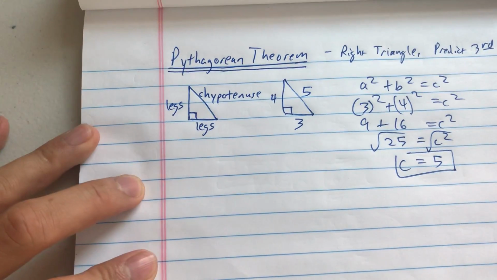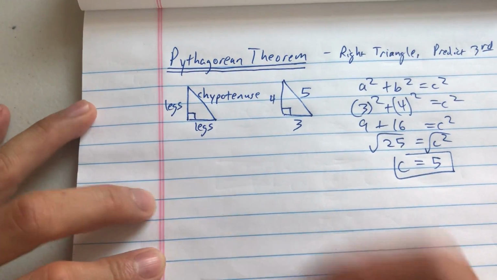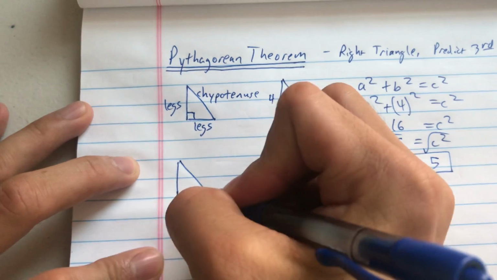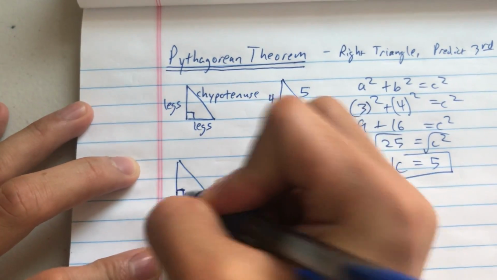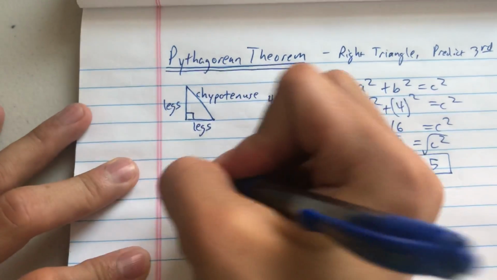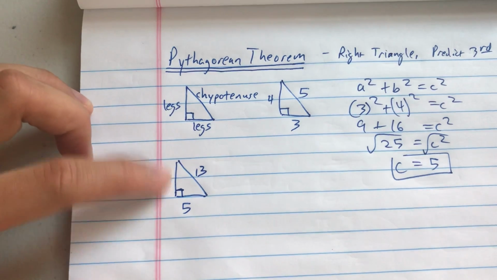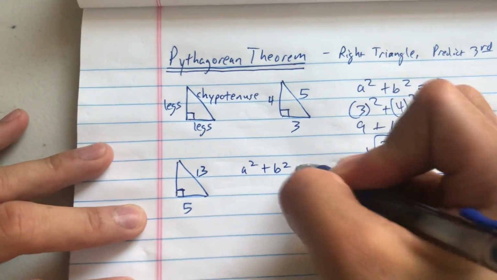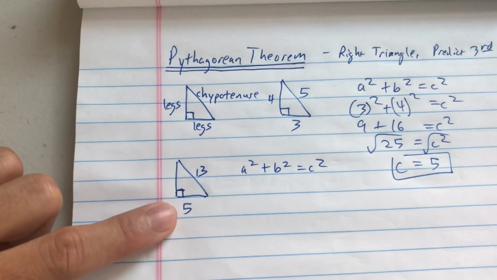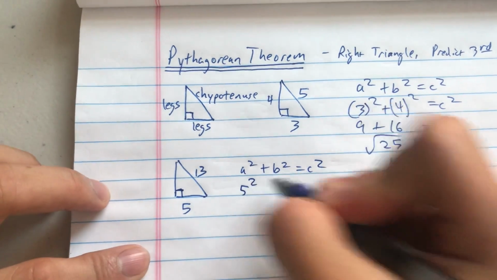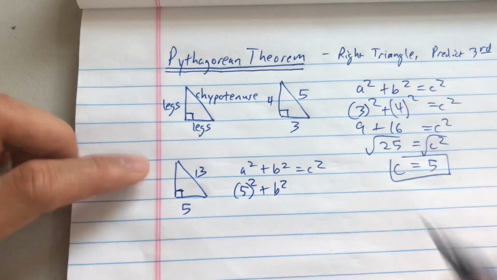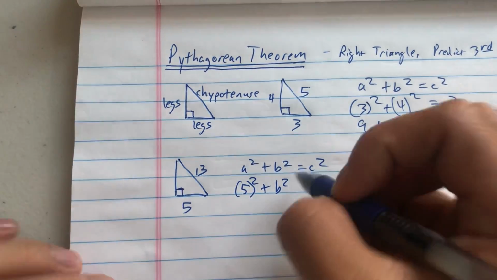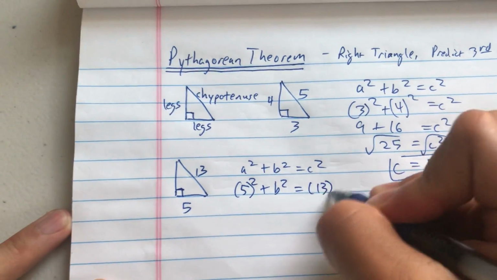Let me give you another example. What if I gave you the hypotenuse, but it's missing a leg? Same deal. So let's just say that this side was 5 and this side was 13. How would you find this leg? Well, you still use a squared plus b squared equals c squared. The first leg is 5, right? So it's going to be 5 squared plus b squared, which you don't know, and they gave us the hypotenuse, so it's 13 squared, okay?